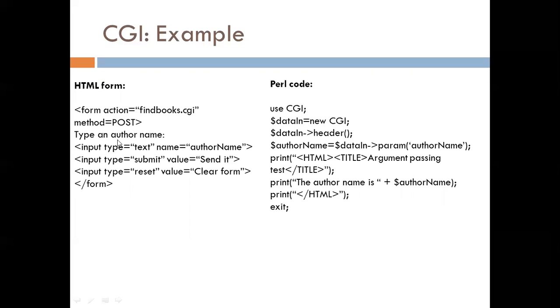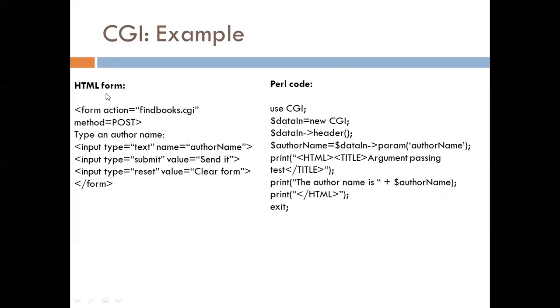And it has a text box containing the author name, with input type text. These are the buttons, with input types submit and reset. So only the author name is there and two buttons. There are several ways in which we can declare the buttons. Text means text box, submit and reset are the buttons, and their label will be send it, and for reset the label is clear form. So this is the HTML form. Again, it is a fragment of code.